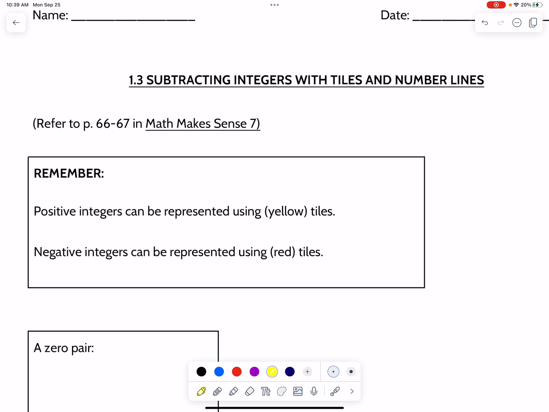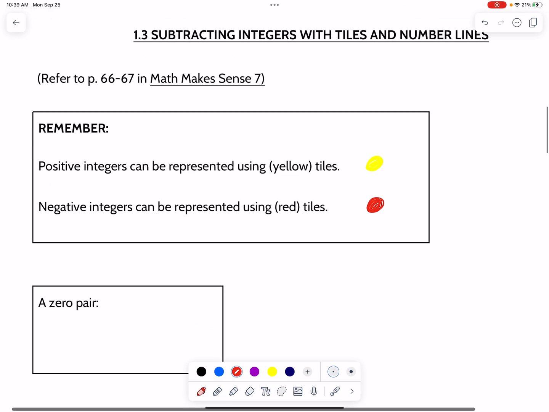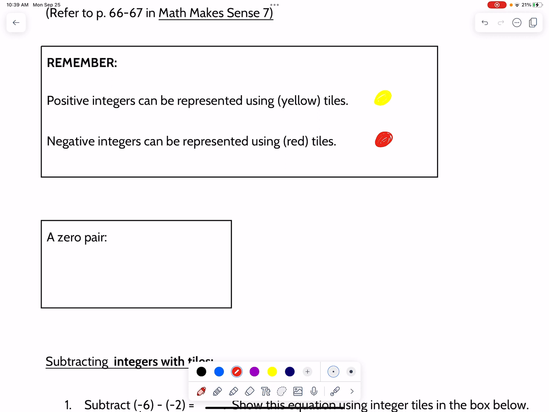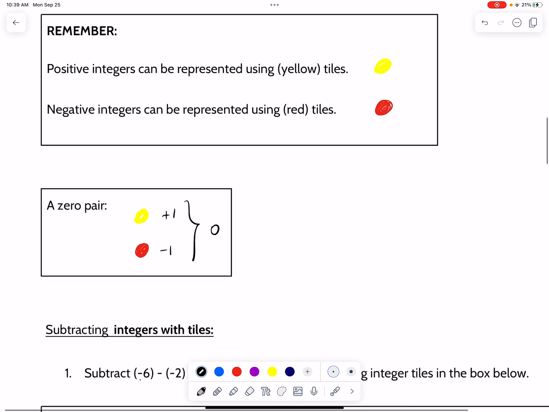I'm going to continue. So the first part is a review of what we looked at when we were adding with integer tiles. So positive integers can be represented using yellow tiles, and negative integers can be represented using red tiles, okay? So a zero pair is going to be represented with one of each. And this is, again, another key concept to apply when you are subtracting with integer tiles. So when you have a zero pair, you've got +1 and you've got -1. That's why you have 0. So it neutralizes. So make sure you have those copied down.